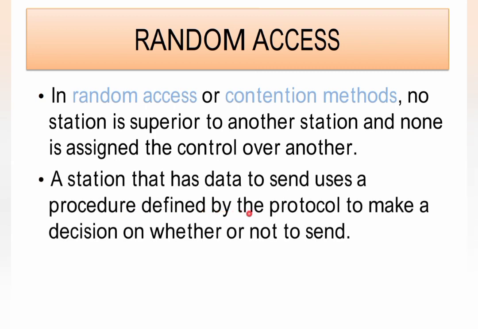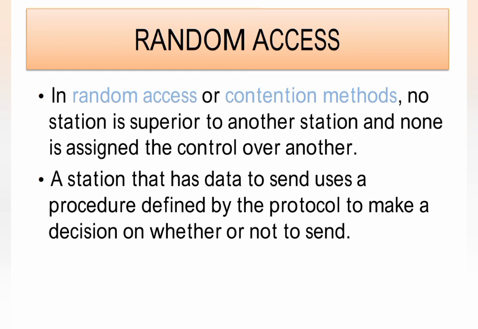A station that has data to send uses a procedure defined by the protocol to make a decision on whether to send or not send. If a station wants to transmit the data, then it will follow certain protocols to take a decision whether to transmit the data or not. In random access, each station has the same priority, any station can transmit, and each station has the right to the medium. If more than one tries to send, then a collision may occur in the random access protocols.